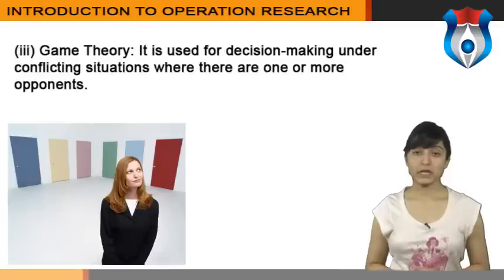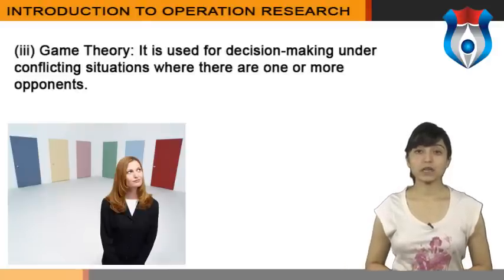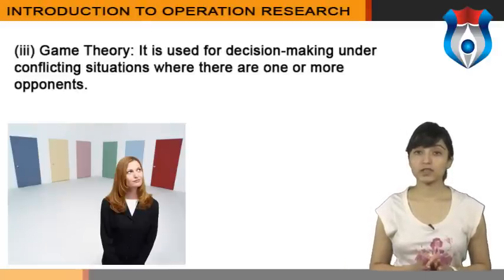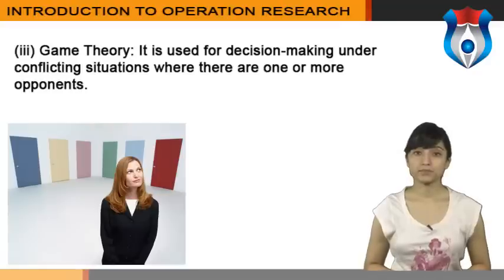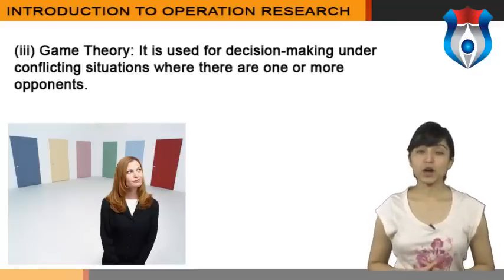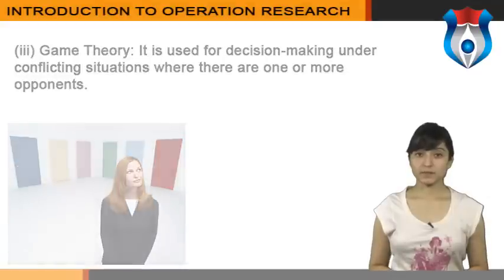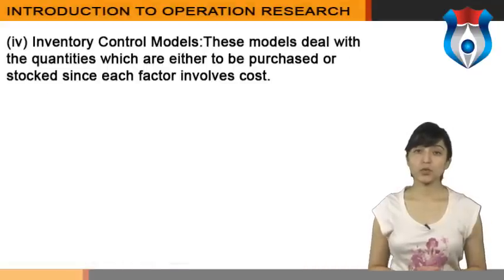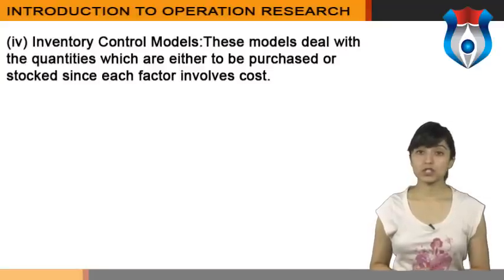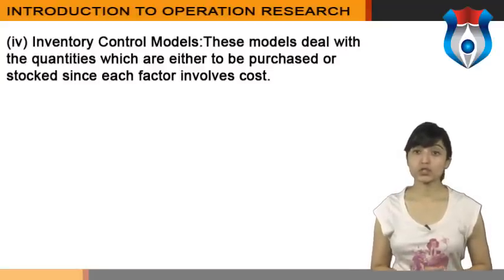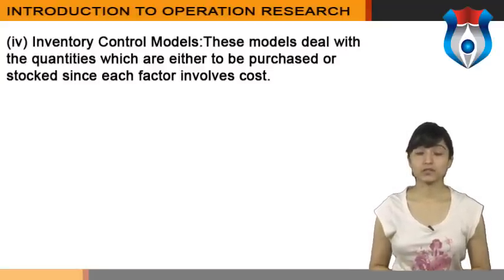Game theory. It is used for decision making under conflicting situations where there are one or more opponents. The opponents in game theory are called players. The motives of the players are victimized. Inventory control models. These models deal with the quantities which are either to be purchased or stocked, since each factor involves cost.